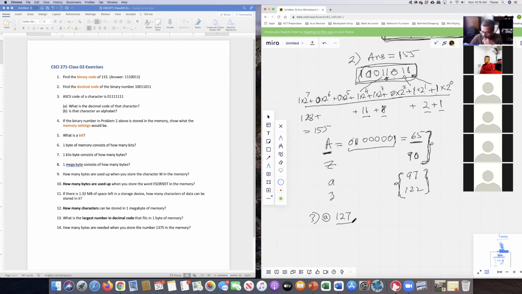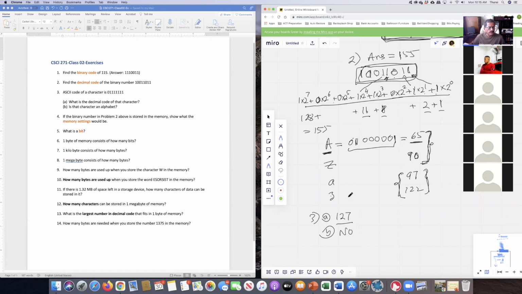So let's answer part B. It says, is this character an alphabet? We are talking about a character whose ASCII code is given, and we found the decimal equivalent. Now the question is, is this character an alphabet? Anybody has an answer? Is it no? Because it doesn't seem like it's within the range of 65 to 90 and 97 to 122, correct? Exactly, very good. That is the correct answer. The number 127 is not in the range 65 to 90 or 97 to 122. So therefore it is not an alphabet. So the answer is no. Very good.